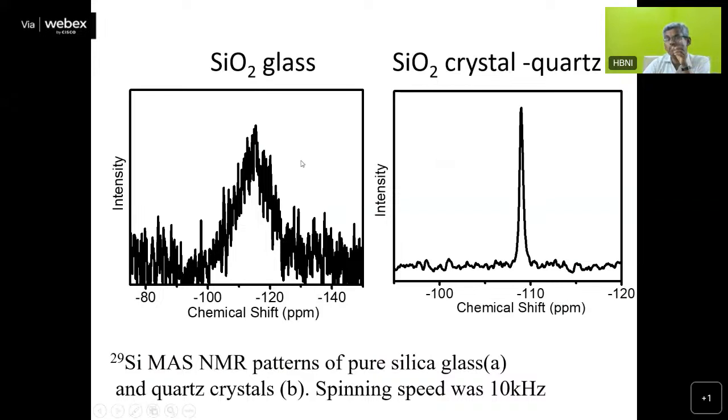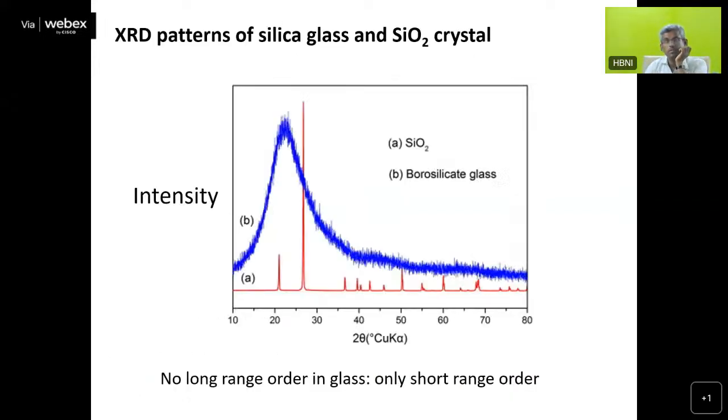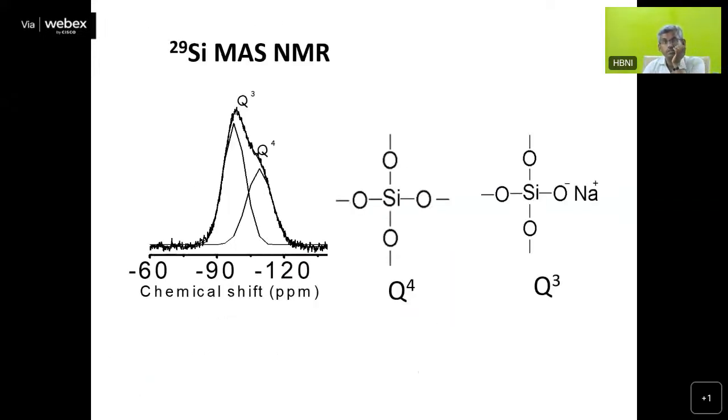Of course, I will show you some examples of what octahedrally coordinated silicon looks like. But this information is nothing but the short range order in the glass, which we can get by recording the NMR pattern of the glass. So this I have anyway discussed.